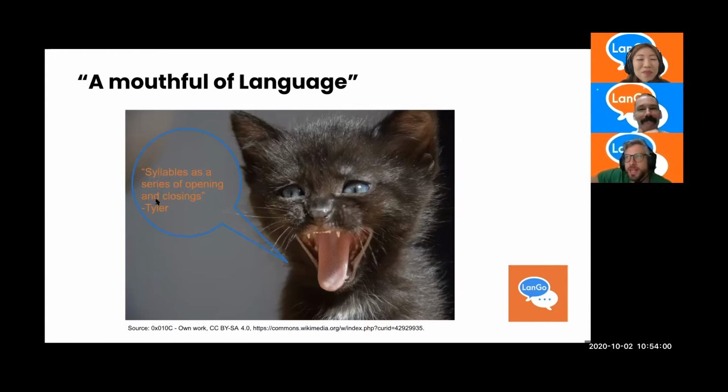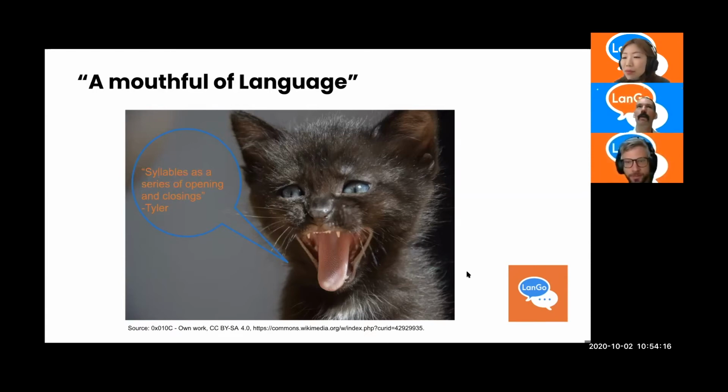All right, so we have a slide up, it has a cat, in case you're listening and not watching. It is a cat with his mouth very wide open. And the quote is a quote from Tyler. It says, "A mouthful of language." Tyler, do you want to explain that for us?